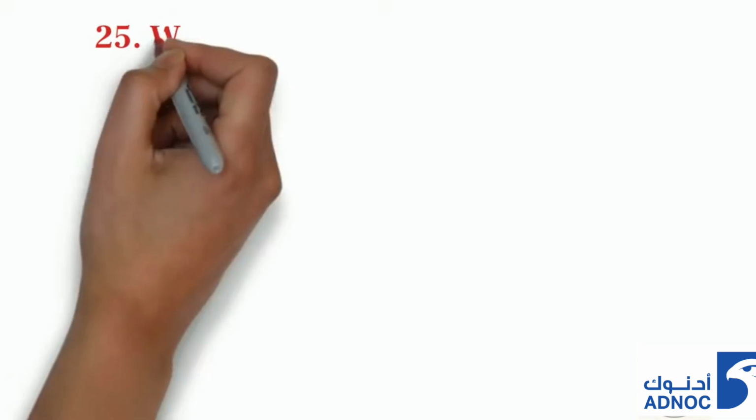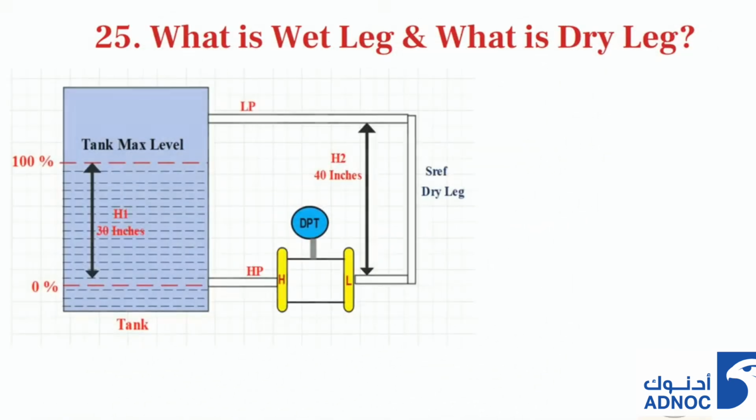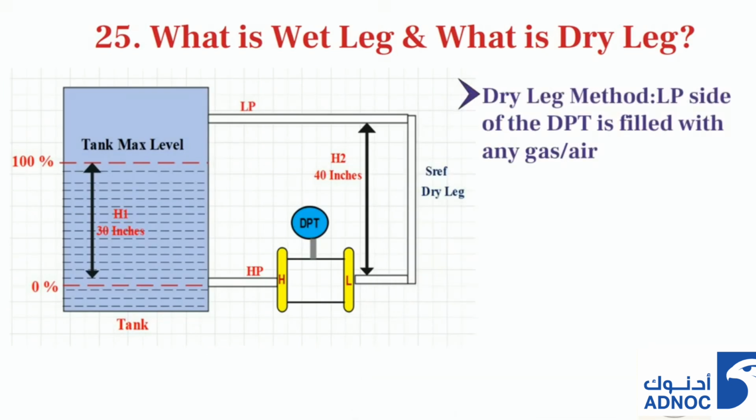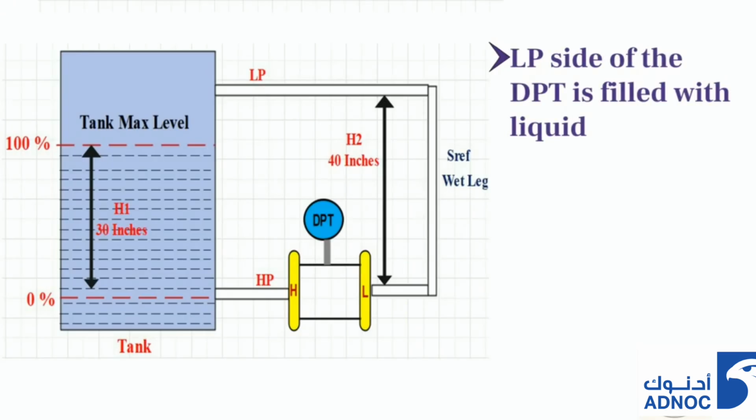25th question is, what is wet leg and what is dry leg in level measurement? In the dry leg method of calibration, the low pressure side of DPT is filled with any gas or air. And in the wet leg method of calibration, the low pressure side of DPT is filled with any liquid.